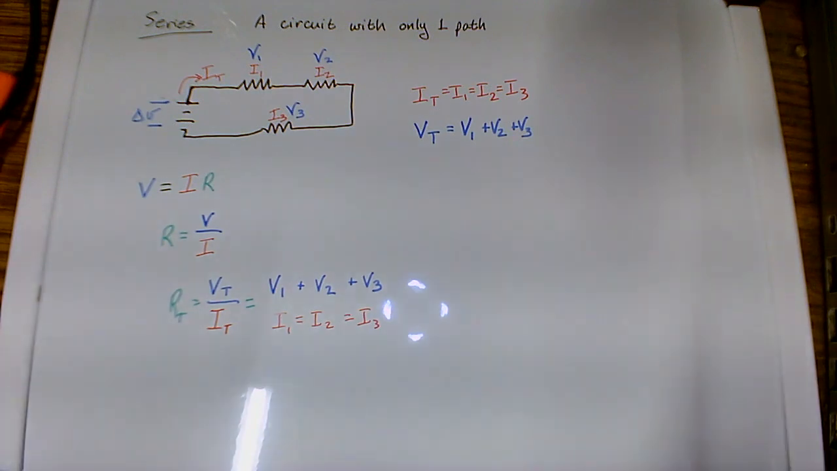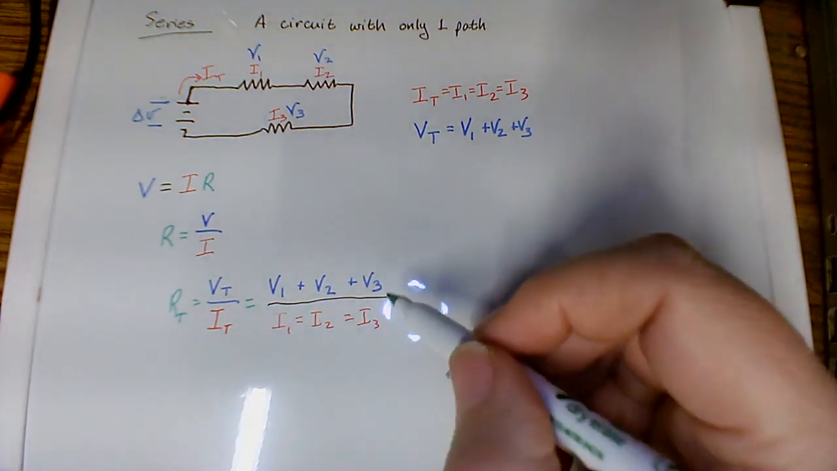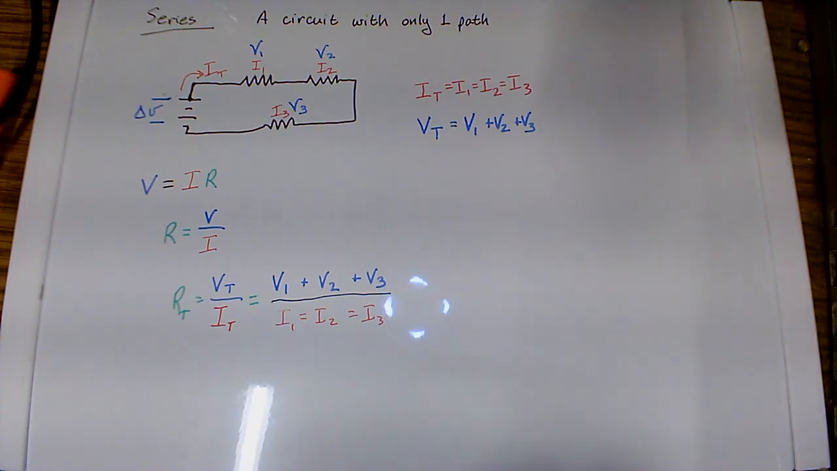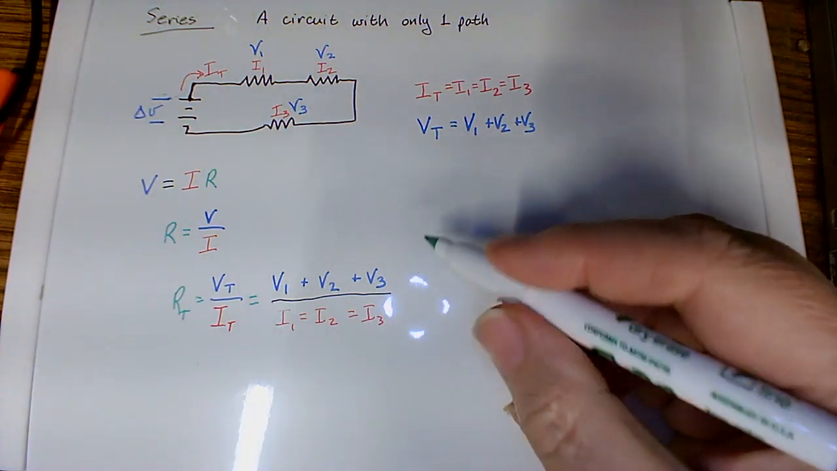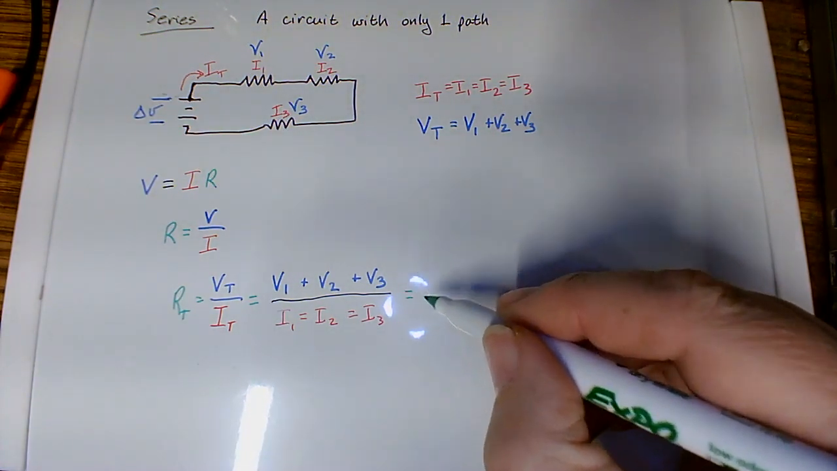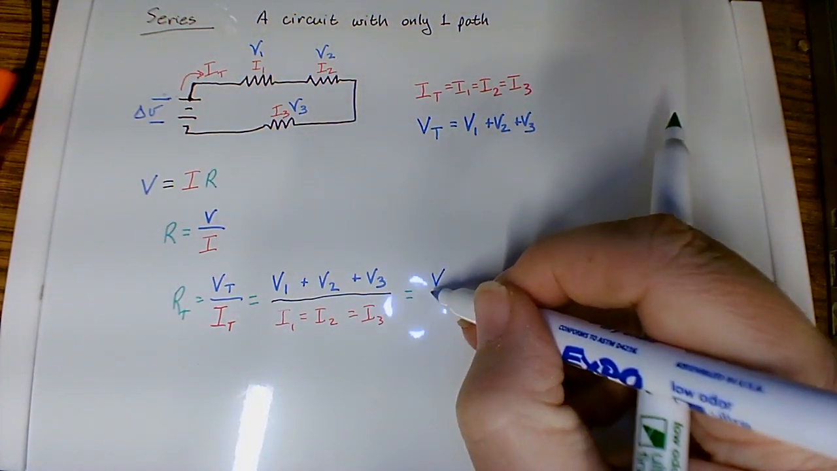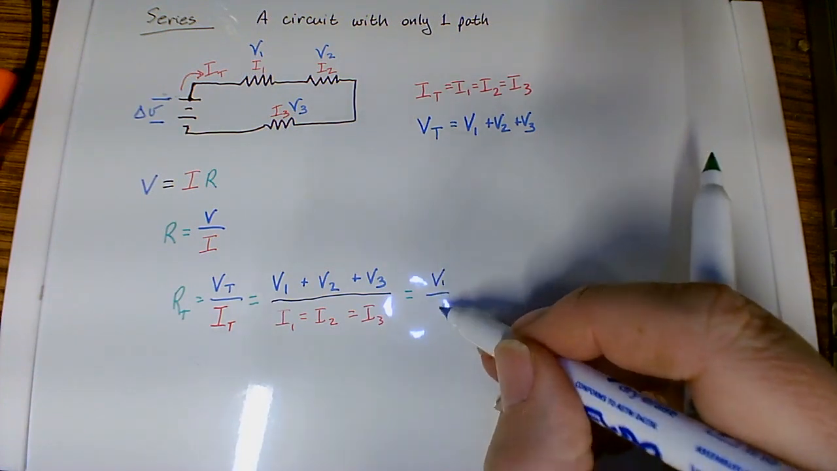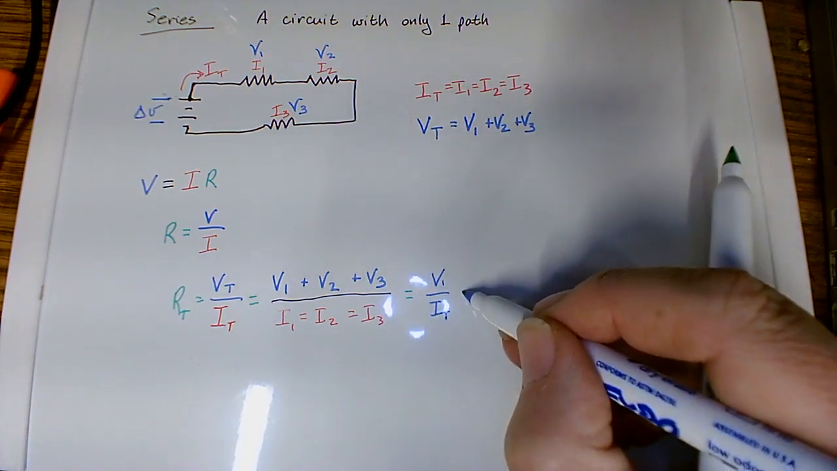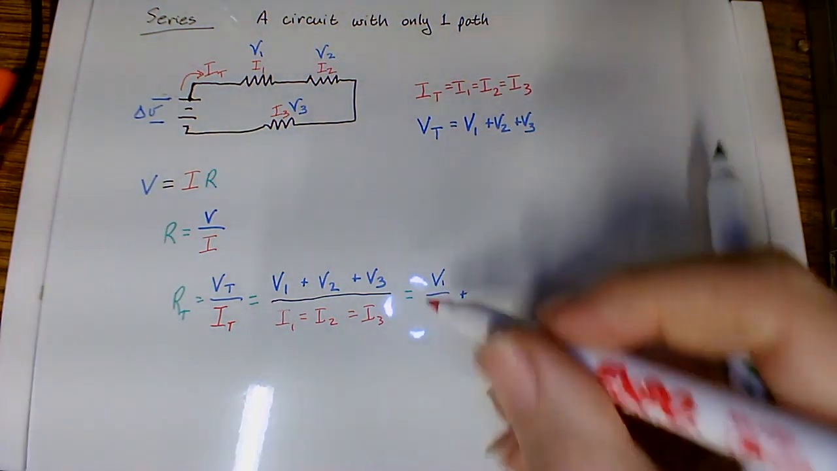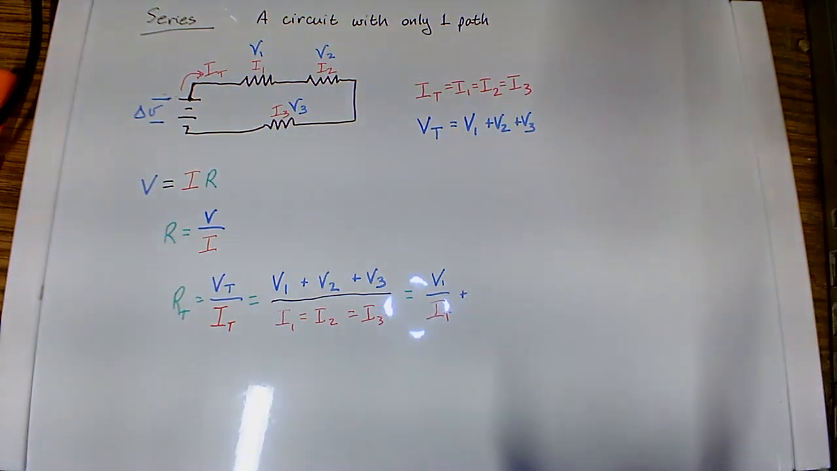Now, what this is going to mean for us is that we actually have a common denominator for all this. What we're going to see then is that all these I's can be replaced by IT. So what I'm going to have then is V1 over IT. Oops, should have done that in red, sorry. IT, there we go.